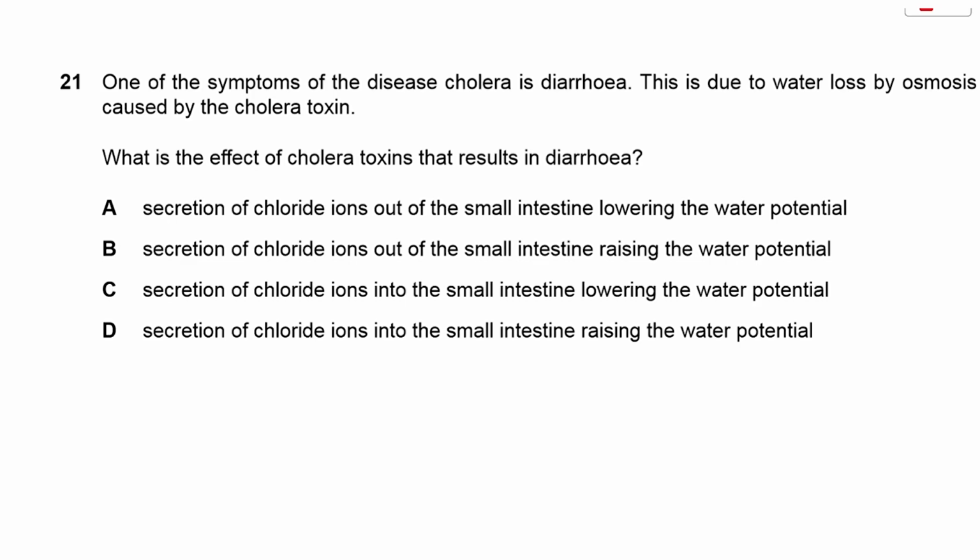That results in diarrhea? So the cholera toxins usually produce chloride ions into the small intestine. Now, accumulation of chloride ions in the small intestine does lower the water potential. Hence, water from neighboring cells gets into what? Into the small intestine, resulting in diarrhea. And that is choice C.